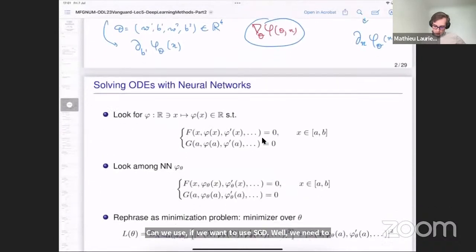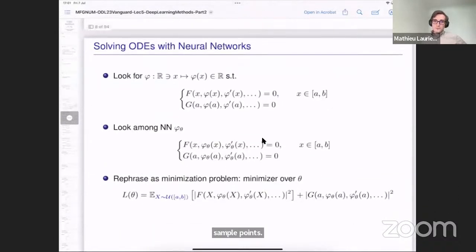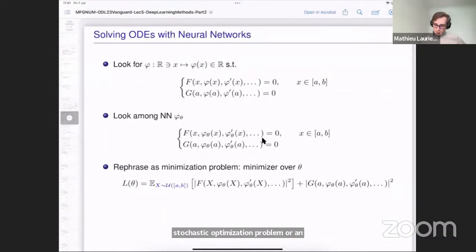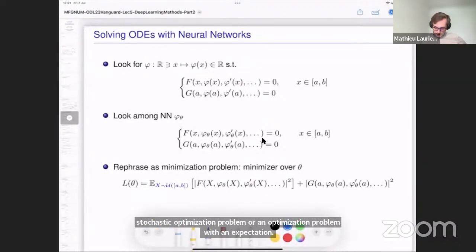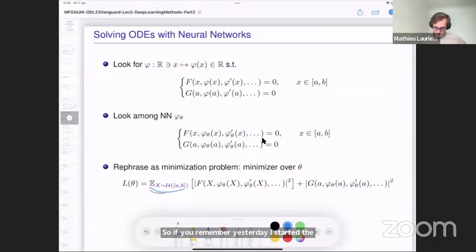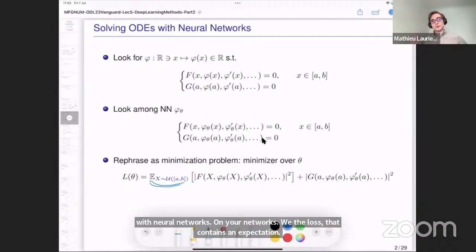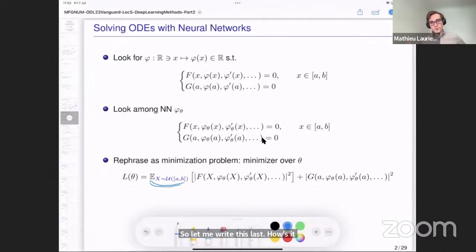Okay, so actually there is a way to rewrite this as a stochastic optimization problem, or an optimization problem with an expectation. If you remember yesterday, I started the presentation with neural networks, with a loss that contains an expectation. So let me recast this problem as the loss with an expectation. And so you want to be perfect everywhere.